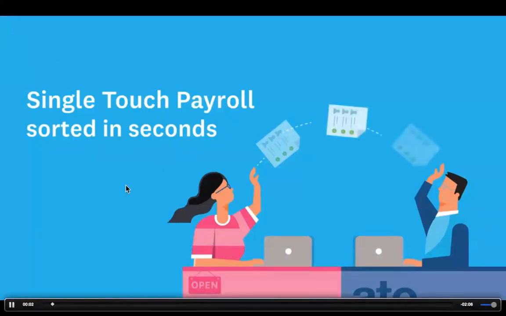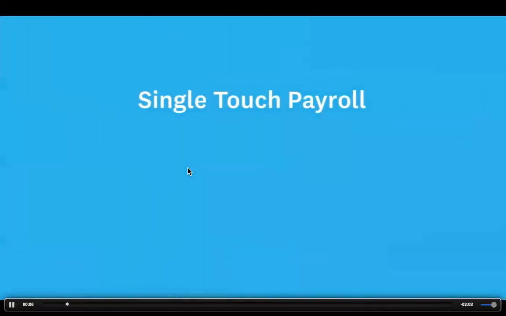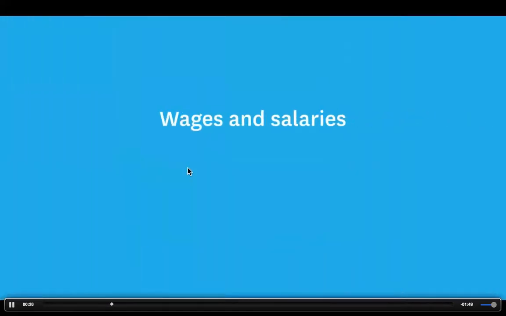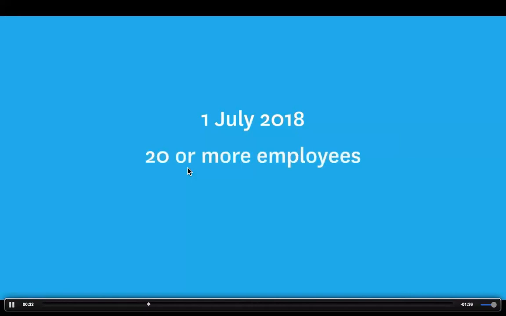Single Touch Payroll, or STP, is live in Xero for those that need it. Instead of typically reporting payment once at the end of a financial year, STP requires employers to report certain information to the ATO after every pay run. This information includes wages and salaries, PAYG, and superannuation. From the start of the new financial year, STP was mandatory for any business that had 20 or more employees as of the 1st of April 2018.